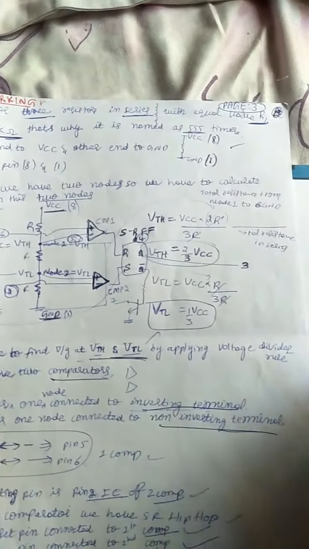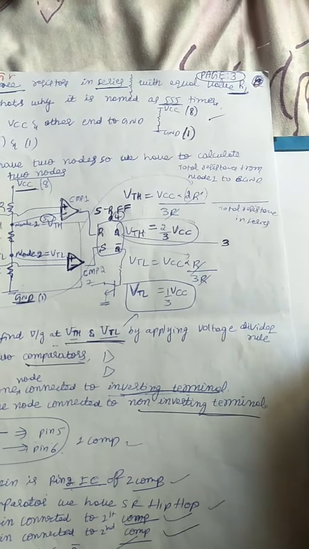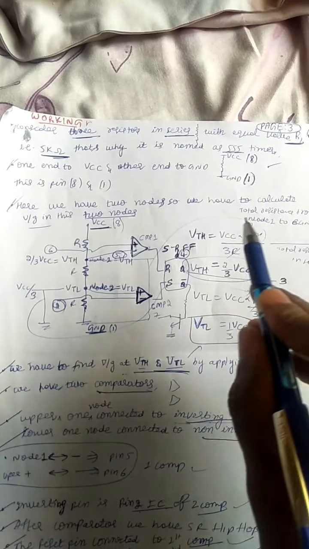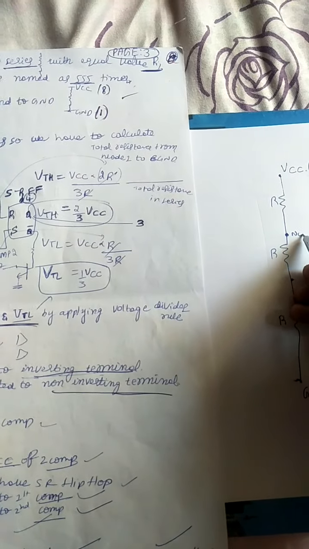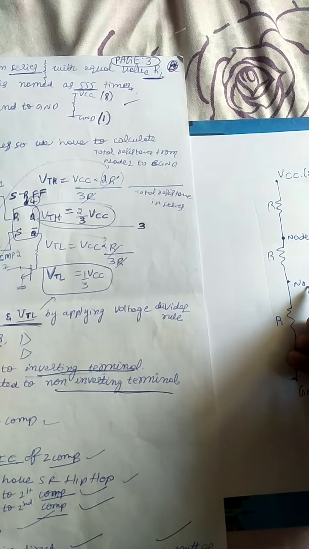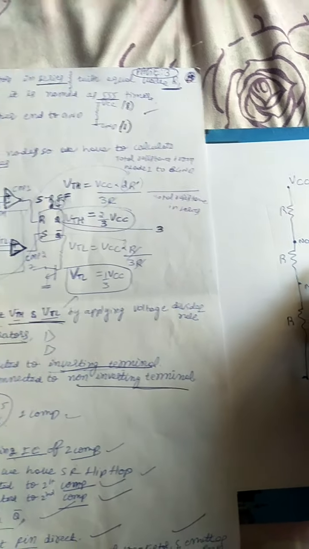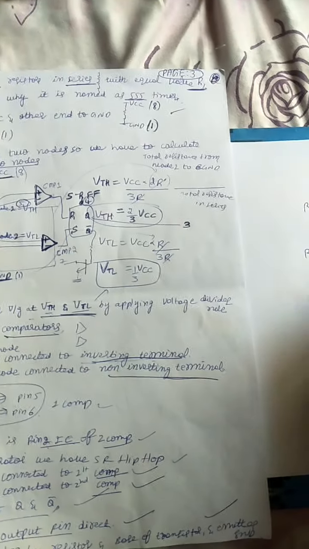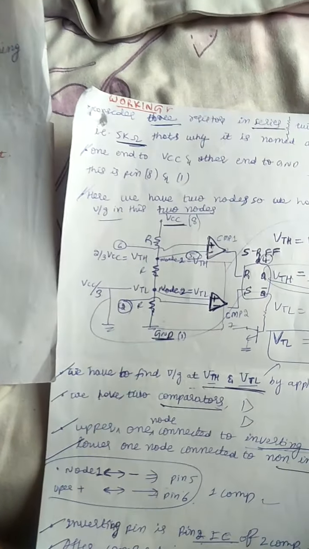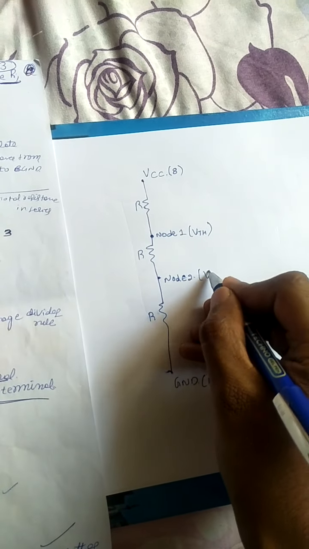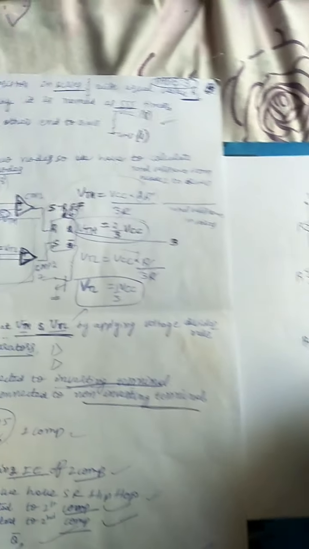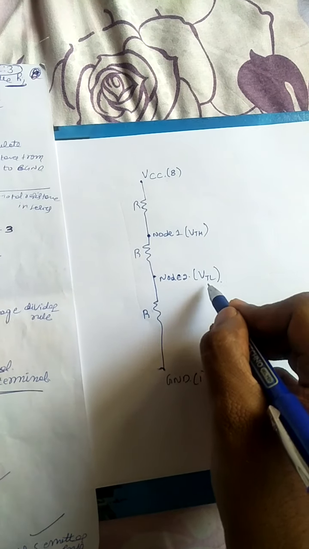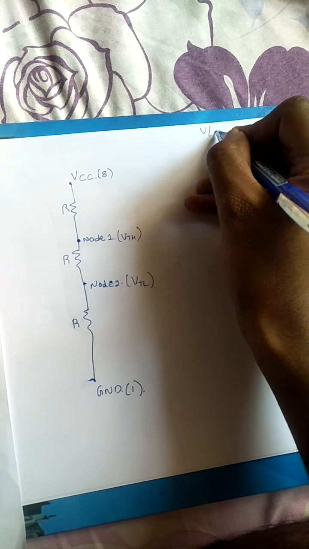Then here you have to consider the 2 nodes. We have to calculate the voltage at these nodes. This is node 1 and this one we call node 2. This one we call VTH, and node 2 we call VTL. Now we have to find out VTH and VTL by applying the voltage divider rule.